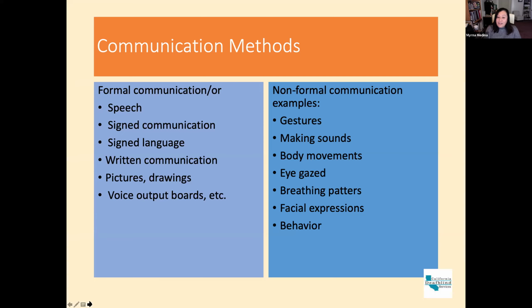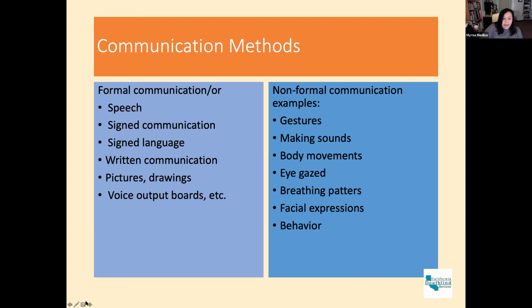He was doing a lot of gestures. He was making sounds, body movements, eye gaze. And when I say eye gaze, we were thinking that he was looking at something, and nobody's going to say no to me, because I always thought, even though the doctor said he couldn't see anything, I always thought he could. That's why I put eye gaze, breathing patterns, facial expressions, and behavior. All these non-formal communication examples that I give you here, that was my son.